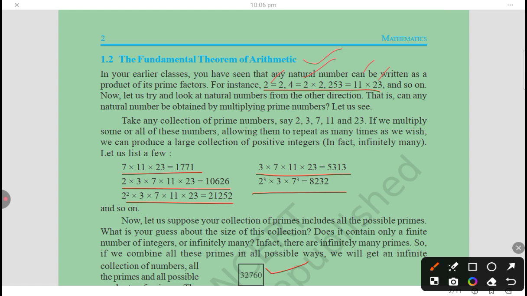Now take any collection of prime numbers, say 2, 3, 7, 11 and 23. If you multiply some or all of these, allowing them to repeat as many times as you wish, you get examples such as 7 multiplied by 11 multiplied by 23, which gives 1771, and 3 multiplied by 7 multiplied by 11 multiplied by 23, which gives 5313. And some more examples like this one and this one.